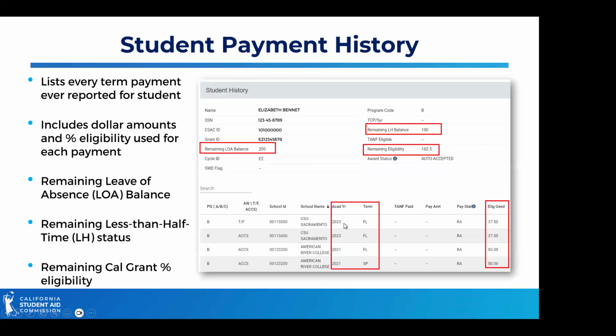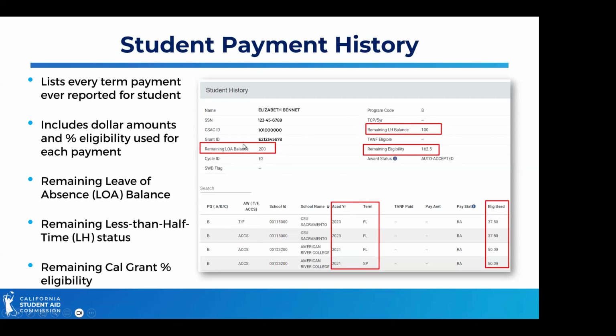The student payment history, as that name suggests, shows us each term of each year whether or not the student was paid and how much eligibility was used. So we can see that the student was paid for fall term in the 2023 school year for the tuition and fees component of that Cal Grant B. Up here we see it's a Cal Grant B. And then we see that the access portion of that award was also paid out. And so the student used 37.5% eligibility. That tells me that they were probably 3/4 time enrolled.